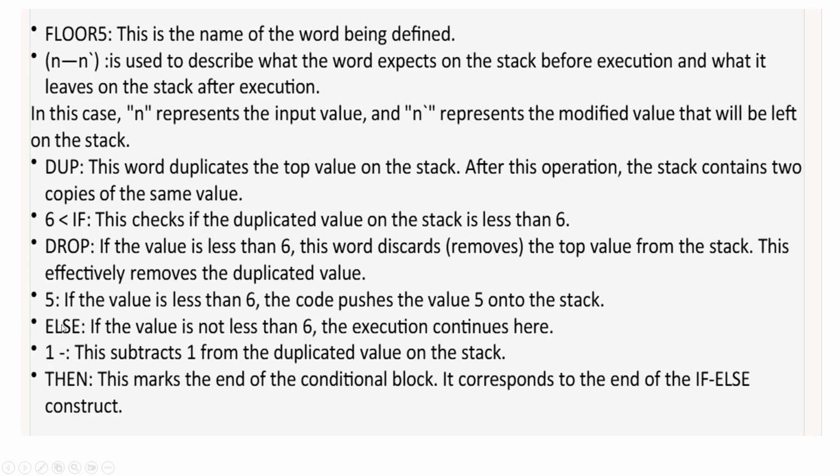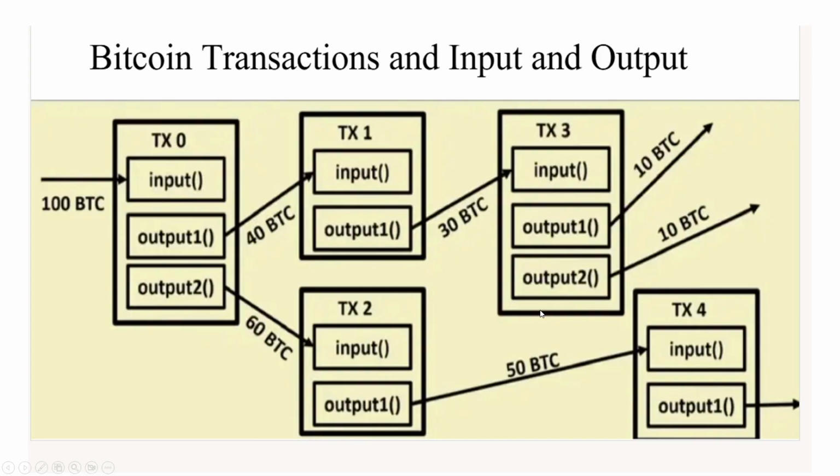What is meant by this else command? If the value is not less than 6, then the execution continues here. We saw the last was 1 minus, so it subtracts 1 from the duplicate value on the stack. The keyword then marks the end of the conditional block. So you see if, else, then, similar to if then else.